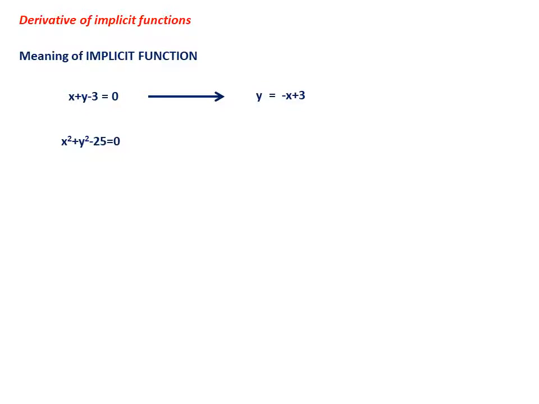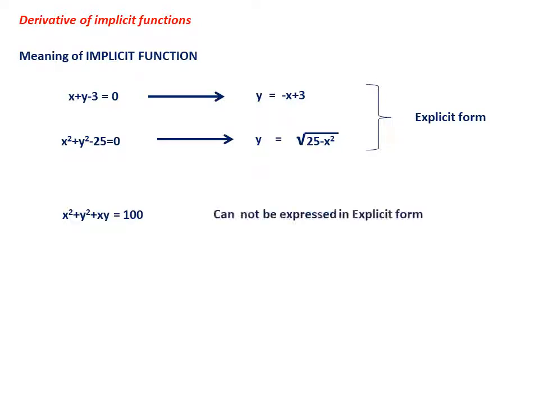Take one other example: x square plus y square minus 25 equal to 0. Once again, this can be written as y equal to square root of 25 minus x square. So once again, the variable y is expressed in terms of x alone. So this type of expression is called explicit form. Now look at this one: x square plus y square plus xy equal to 100.